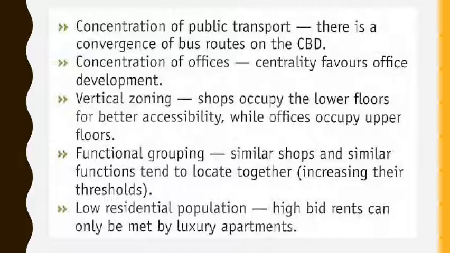Concentration of public transport. There is a convergence of bus routes on the CBD. Concentration of offices. Centrality favors office developments. Vertical zoning. Shops occupy the lower floors for better accessibility, while offices occupy upper floors. Functional grouping. Similar shops and similar functions tend to locate together, increasing their thresholds. Low residential population. High bid rents can only be met by luxury apartments.